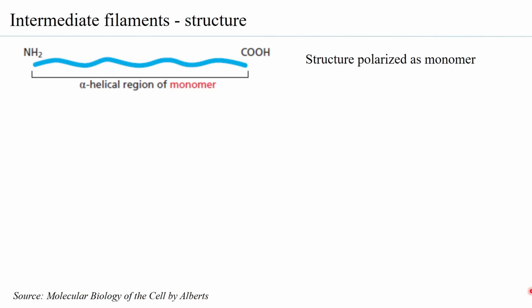Why do we call it polarized? Well, because you have a COOH end, which is different from the NH2 end. So therefore, as a monomer, they are polarized structures, and also the central helical region is conserved. It is found to be highly conserved.